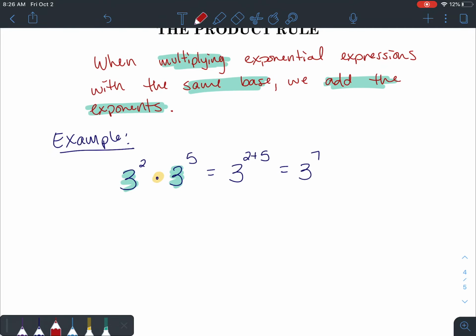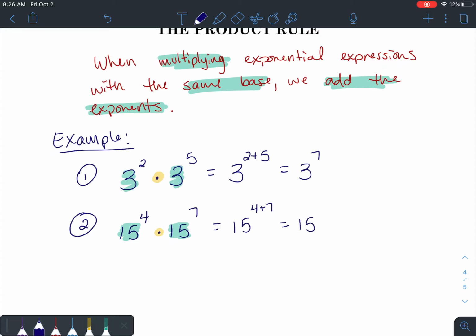Let's do another example. 15 to the 4th times 15 to the 7th. We see that we're multiplying. The second part is, are our bases the same? Yes, they are. They're both 15. That means we can add the exponents, and we have 15 to the 11th.